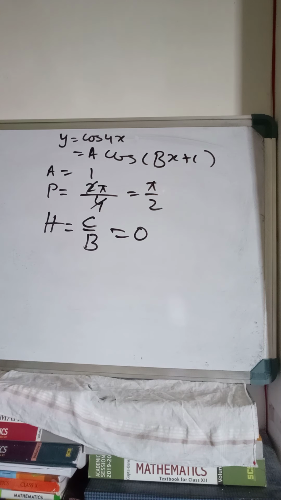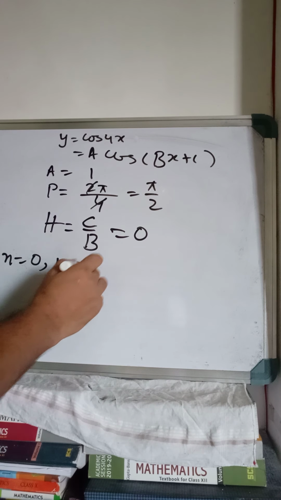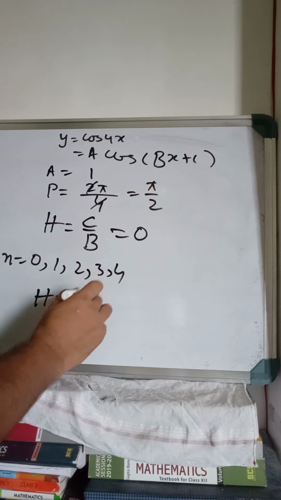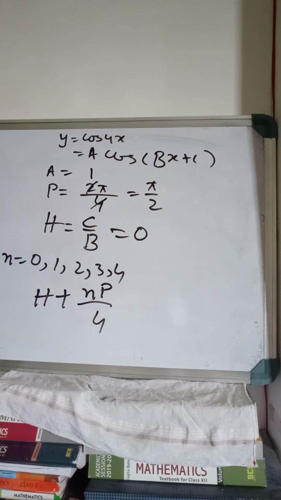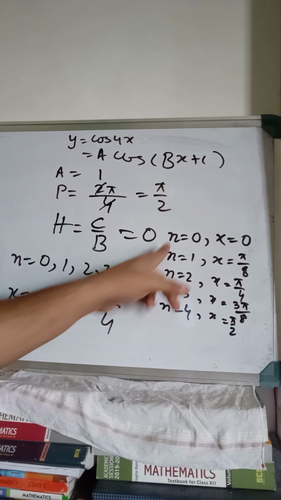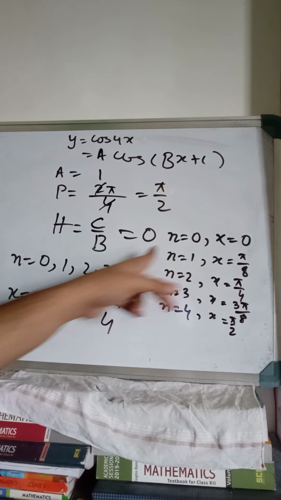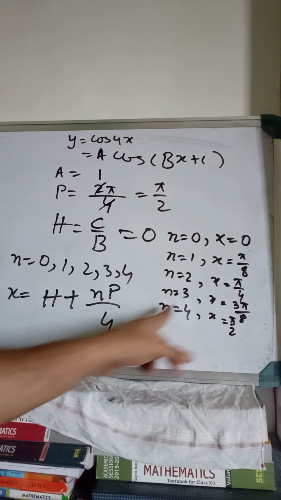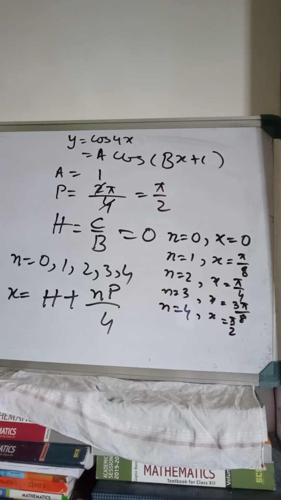Okay. The next part, what we need to find out for n equals 0, 1, 2, 3, 4, is the value of x. The formula I gave last time is h plus n p by 4. If you put all the values 0, 1, 2, 3, 4, then it will come as, okay, I have done this. For n0, x is coming 0, for n1 x is coming pi by 8, n2 x is coming pi by 4, n3 x is coming 3 pi by 8 and n4 x is coming pi by 2.